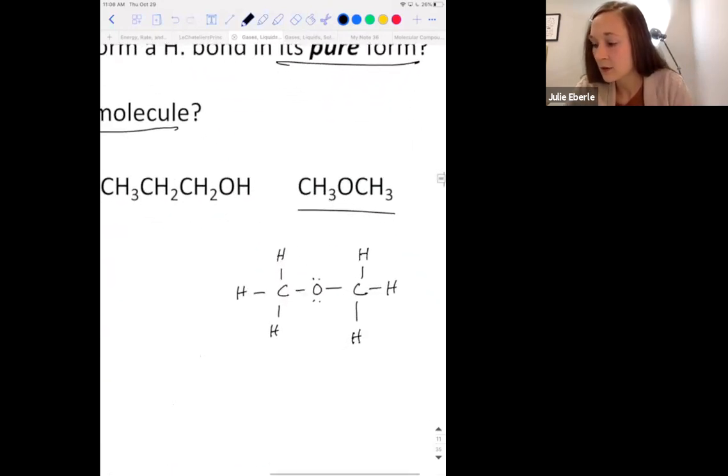None of these hydrogens bonded to the carbons are positively polarized. So we don't have a donor on this molecule, because remember, it's the positively polarized hydrogens that are donors. We don't have one. But we do have two acceptors.